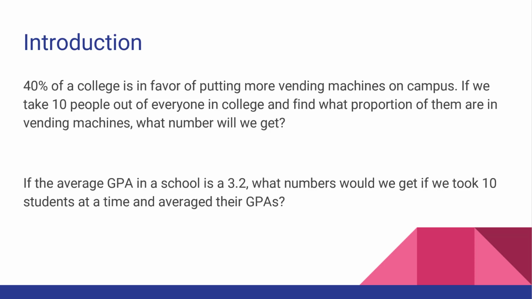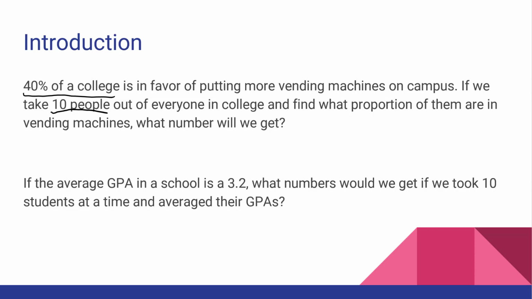So let's say 40% of a college is in favor of putting more vending machines on campus. If we randomly choose 10 people out of everyone in the college and find what proportion out of those 10 people are in favor of the vending machines, what number will we get? We already know that 40% of the actual student body is in favor, but that doesn't guarantee that 40% out of the 10 people will be in favor of the vending machines.